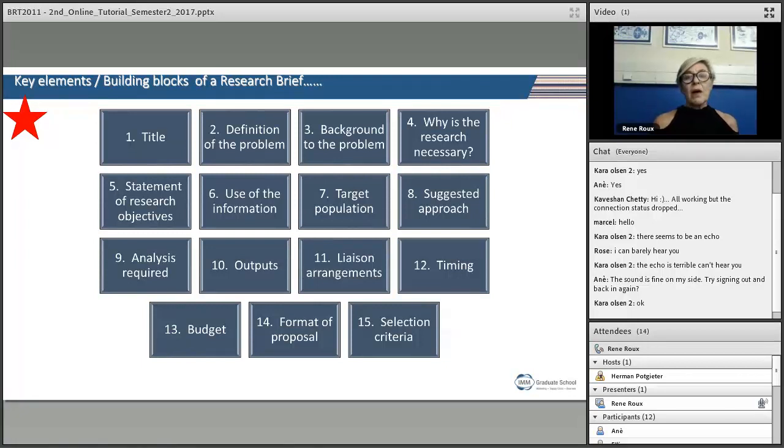Maybe there are external aspects that have an impact on the decline in sales. Maybe the economic situation, the increase in interest rates. So really you have to unpack everything, all the knowledge that you already know, you have to cover in this background to the problem. Then why is the research necessary? Why do they want to do this research? Brings back to your business problem again, and your research problem.